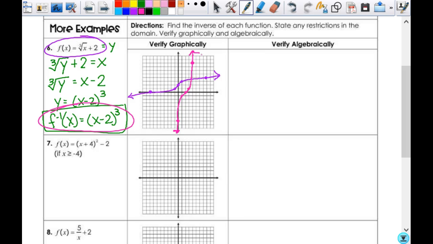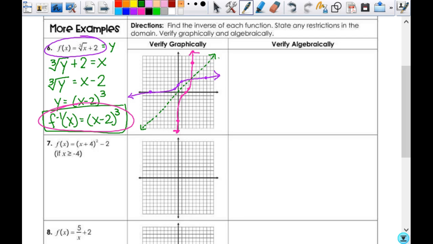Then what's missing from my graph? y equals x. Good. Draw my y equals x. Whew. Mine's a little wonky, but you should have a straight edge with your ID, so you should be able to look a little bit better than mine. Okay, we all good? So I have verified graphically. Do you agree from the graph that these look like they are inverses of each other?